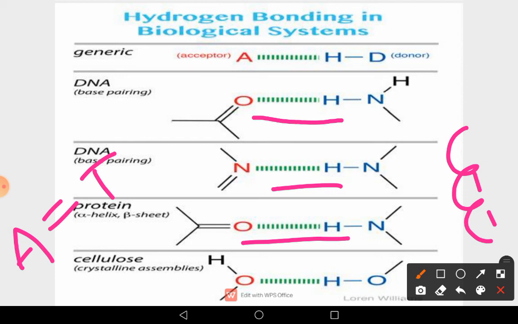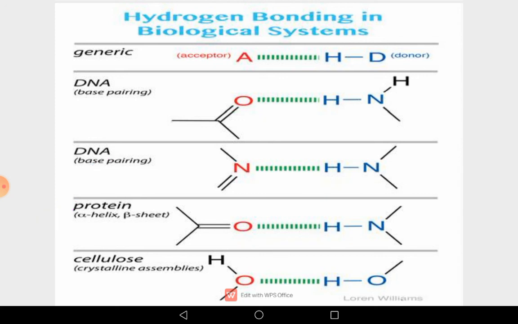Cellulose is also, which is a polysaccharide. Here, the crystalline assemblies are stabilized by these hydrogen bonds. So this is the importance of hydrogen bonds in biological systems.